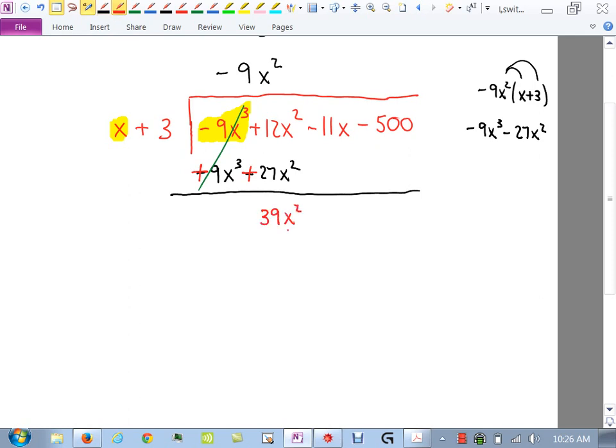What else? Bring everything else down, right? Don't change the signs, though, right? Because there was nothing underneath the negative 11x and the negative 500, there's nothing under it. Just bring them straight down. Okay, we focus our attention again. This time, I'm going to look at the x, and I'm going to look at 39x squared.